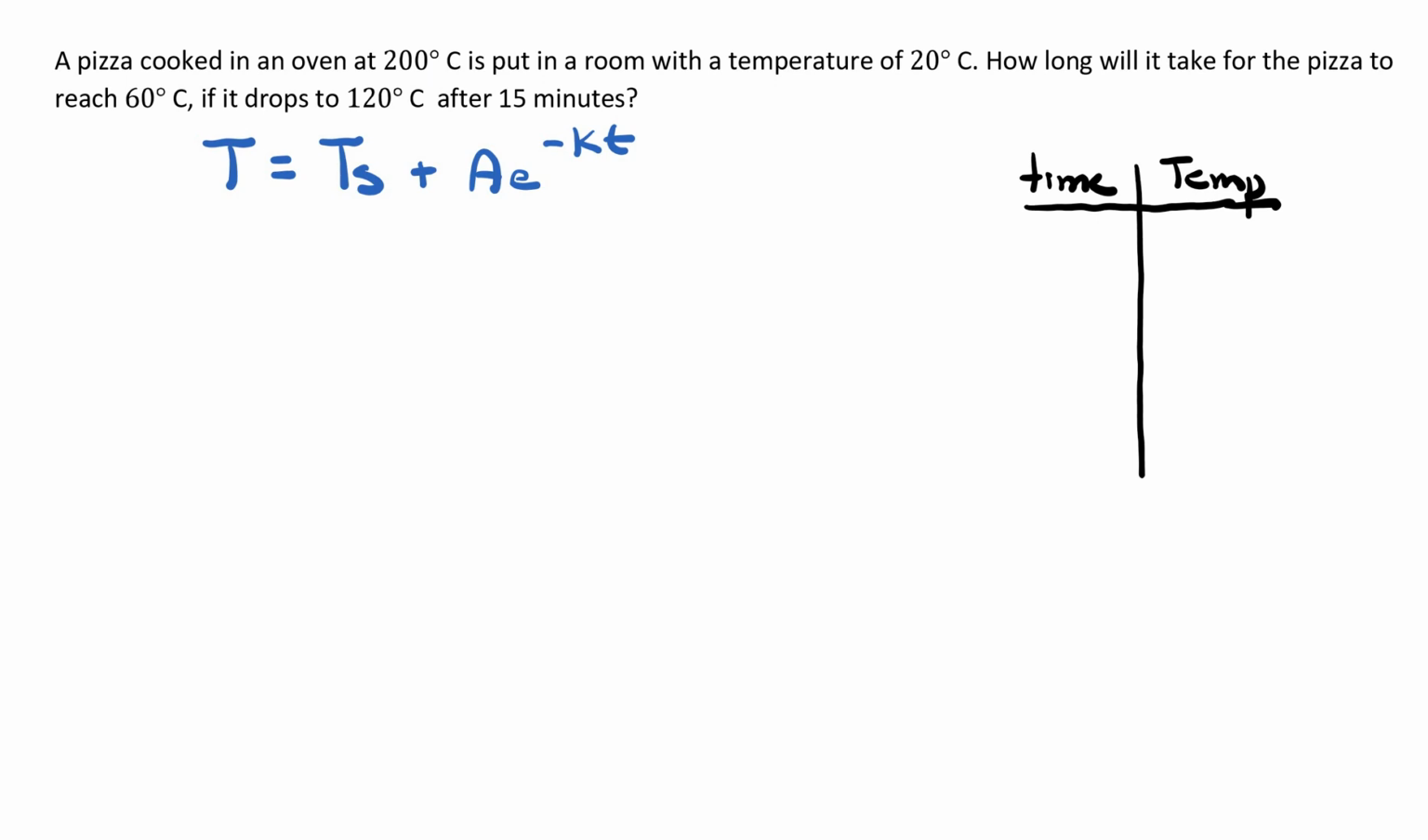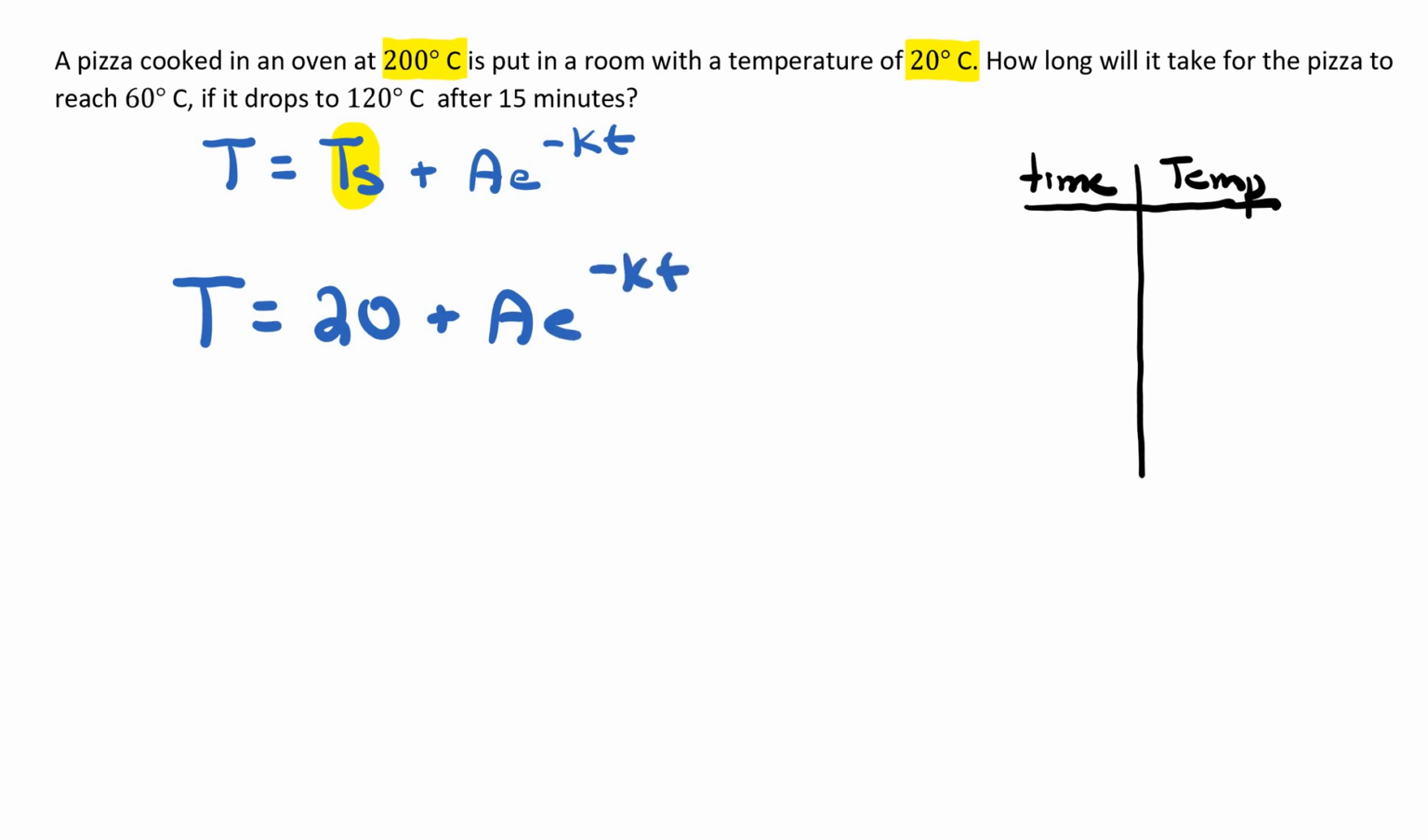Okay, so first things first, a lot is going on. A pizza is cooked in an oven at 200 degrees Celsius, and then once you take it out of the oven, it's put into a regular room with a temperature of 20 degrees Celsius. I guess that pizza is going to remain in room temperature, so that means your surrounding temperature here is going to be 20. So let's go ahead and update our formula here. T equals 20 plus Ae to the negative kt.